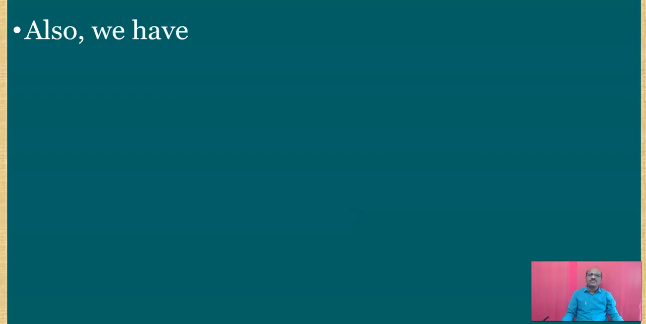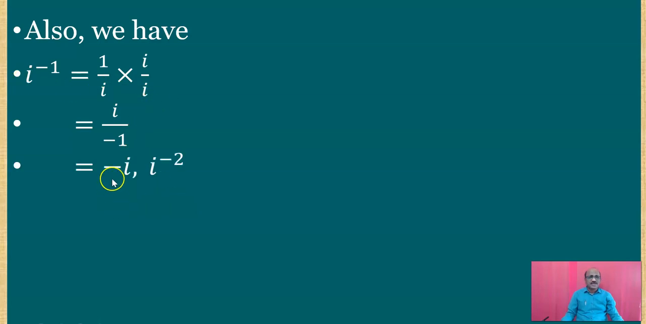Also, we have i raised to minus 1 is equal to 1 upon i. We will multiply numerator and denominator by i. Then what you will get? 1 into i is i, i into i is i square, but i square is minus 1, and therefore here is a minus 1. Again I will explain here. i raised to minus 1 means what? 1 upon i. Multiply numerator and denominator by i. 1 into i is i, i into i is i square, but the value of i square is minus 1. And overall you will get minus i, and hence i raised to minus 1 is nothing but minus i.